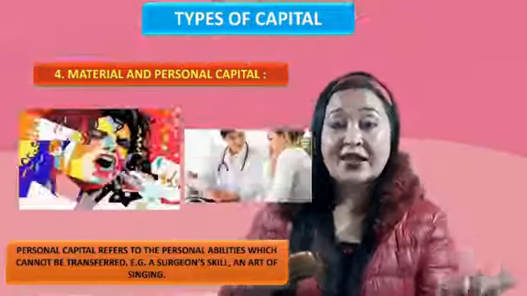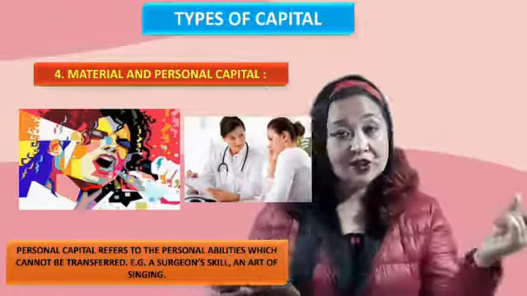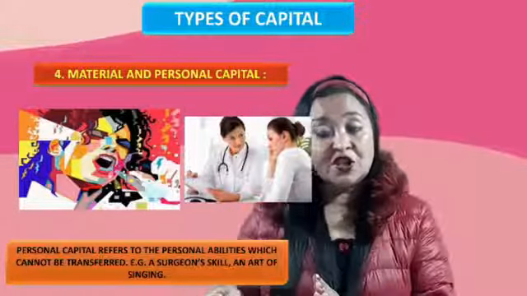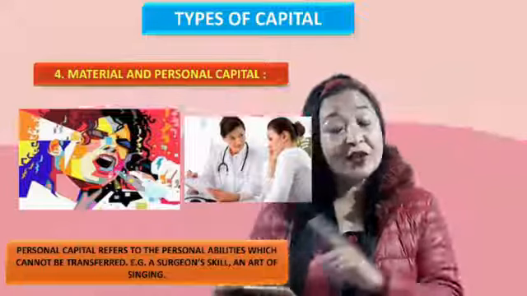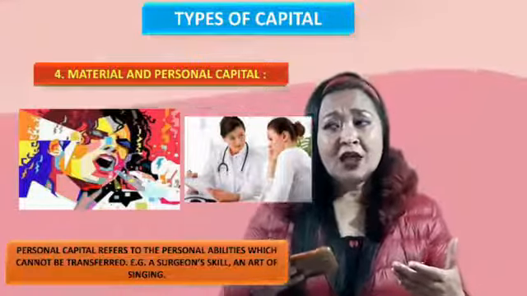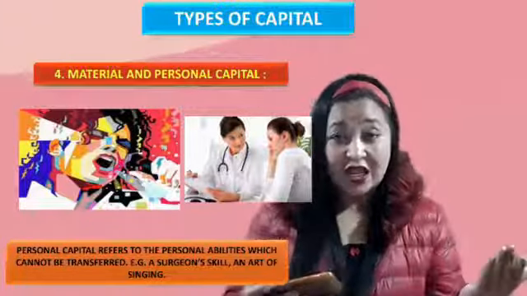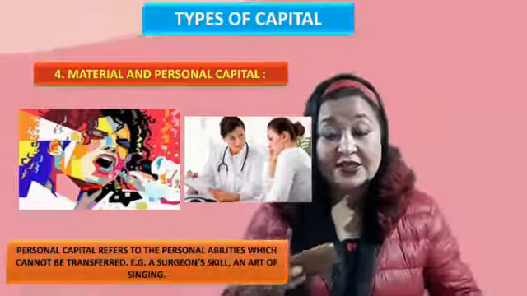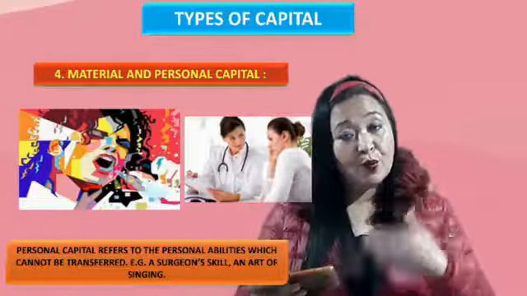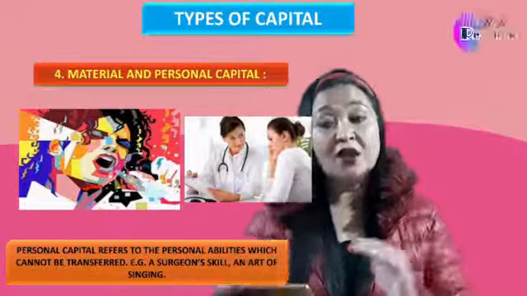Then we have personal capital. Personal capitals are those capital which cannot be transferred from one person to another person. Like material capital, you could transfer from one person to another person, but personal capital you cannot transfer from one person to another person. Like for example, the skill of a worker, or the surgeon's skill, or the art of singing, these are your personal qualities, isn't it? These are your personal skills, so you cannot transfer them from one person to another person. Such kind of capital are very personal, so they are called personal capital.